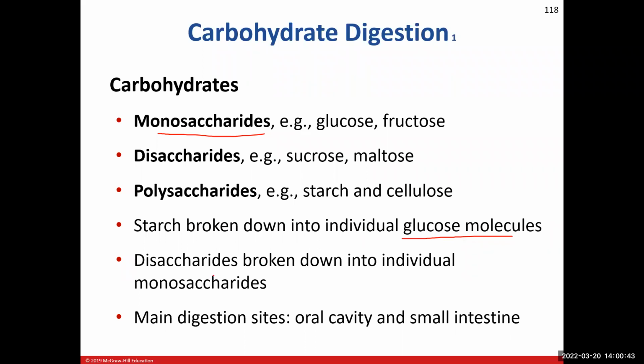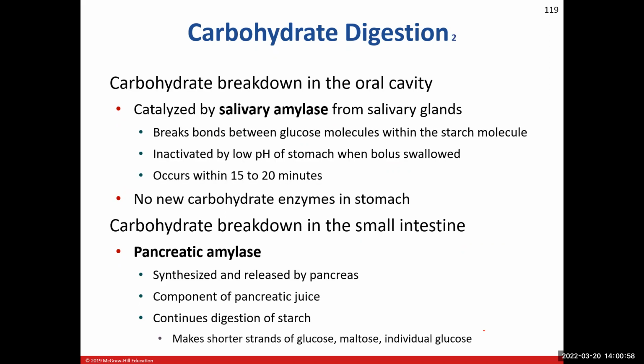We're going to break down disaccharides into the individual simple sugars, the monosaccharides. The two main digestion places are going to be in the mouth and in the small intestine. We saw when we were talking about the oral cavity earlier on that your salivary glands are going to release salivary amylase. And it's that amylase that is going to start to break down the bonds between the glucose molecules in the starch.